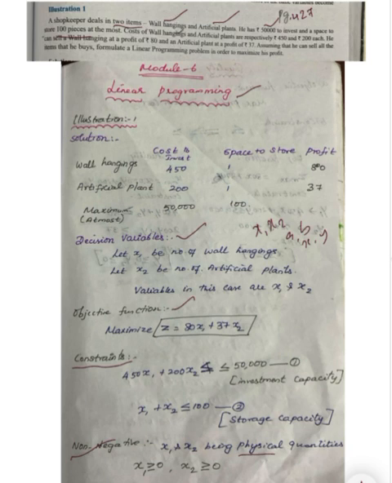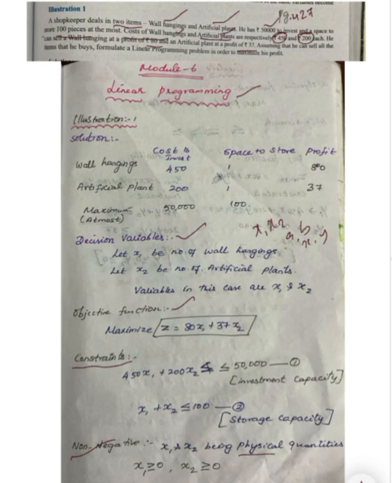So whether it is wall hanging or artificial plant, he can store up to 100 pieces, whatever the number is. The cost of the wall hanging and the cost of the artificial plant are 450 and 200. For wall hanging it is 450 and for artificial plant it is 200. This is the cost, and he can sell a wall hanging at a profit of 80 rupees and an artificial plant at 37. His aim is to sell the wall hangings for 80 rupees profit and the artificial plant for 37 rupees.